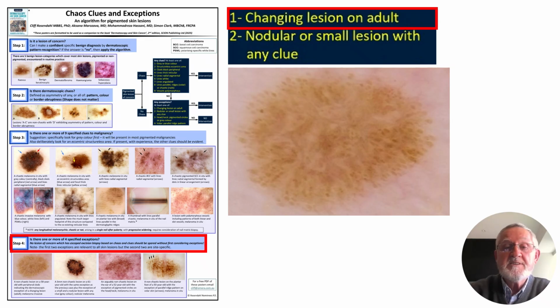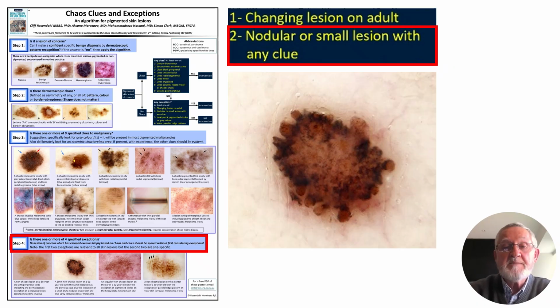Now the first exception is a changing lesion in an adult, and this can apply to any lesion on any part of the body. That change may be confirmed by monitoring, it may be confirmed by the patient's history, or in this particular case, it's confirmed by the presence of peripheral clods. The presence of peripheral clods is a dermatoscopic clue to change, in this case, of an invasive melanoma which is perfectly symmetrical.